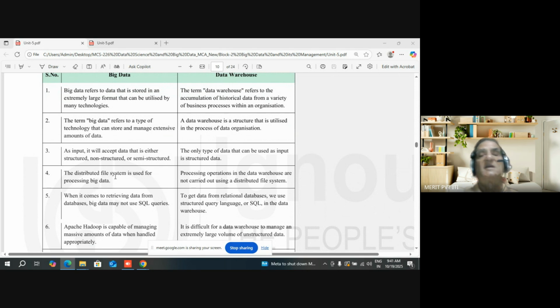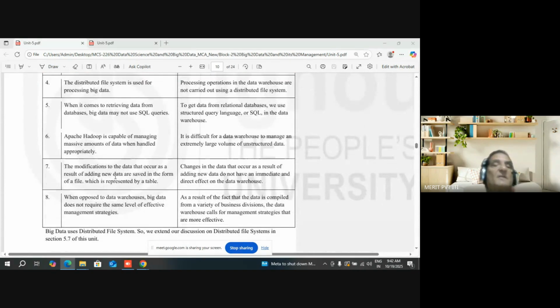Processing operations in the data warehouse are not carried out using a distributed file system. When it comes to retrieving data from a database, big data may not use SQL queries. To get data from a relational database, we use Structured Query Language, or SQL. Apache Hadoop is capable of managing massive amounts of data. It is difficult for a data warehouse to manage an extremely large volume of unstructured data.